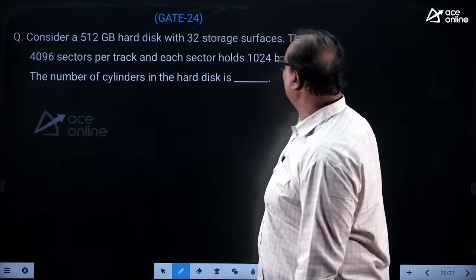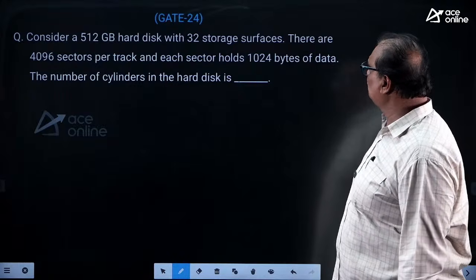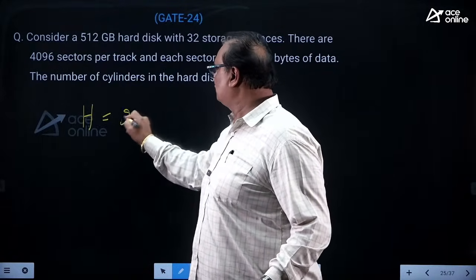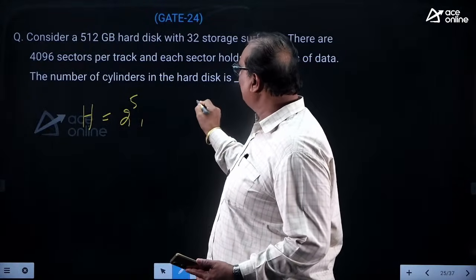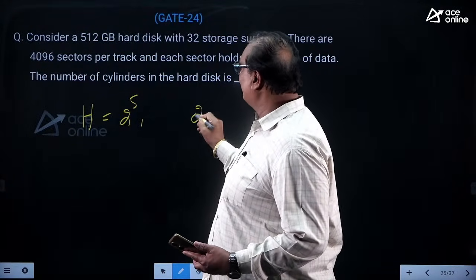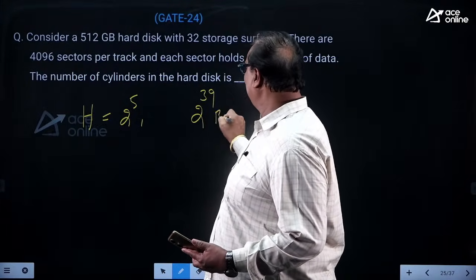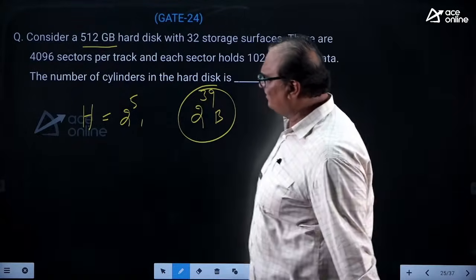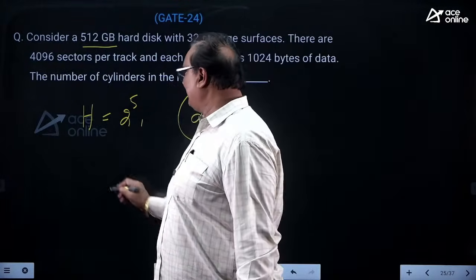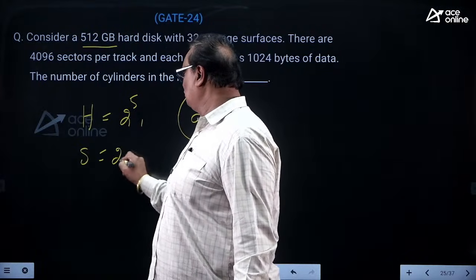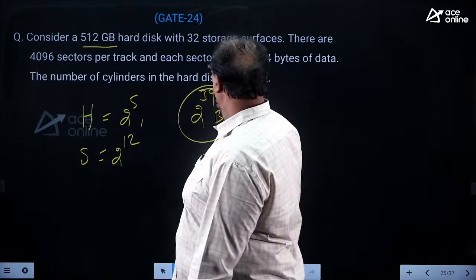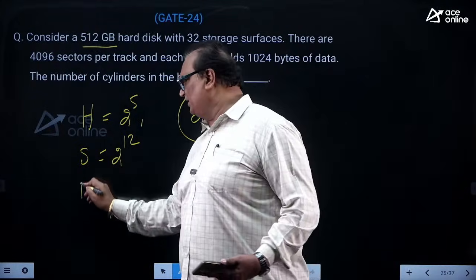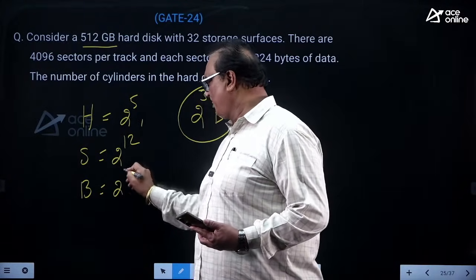Consider a 512 GB hard disk with 32 storage surfaces. What is H? Number of heads means number of surfaces, 2 power 5. What is the storage capacity? 2 power 39 bytes. 512 GB, and there are 4096 sectors per track. S is equal to 2 power 12, 4096. Each sector holds 1024 bytes of data. B is equal to 2 power 10.